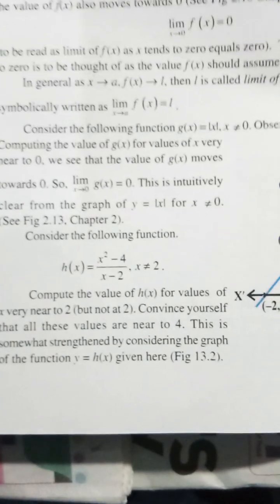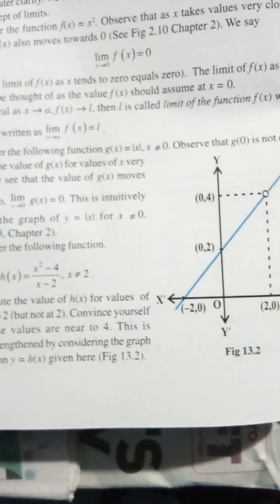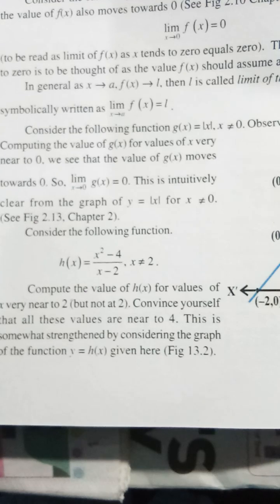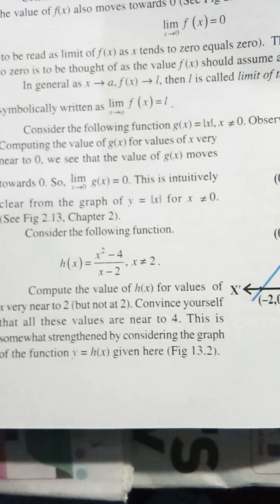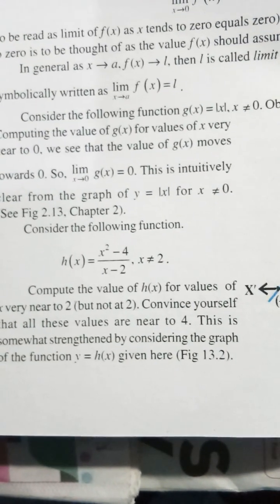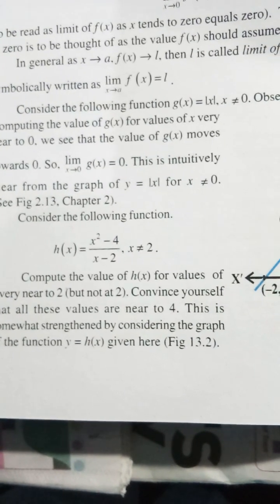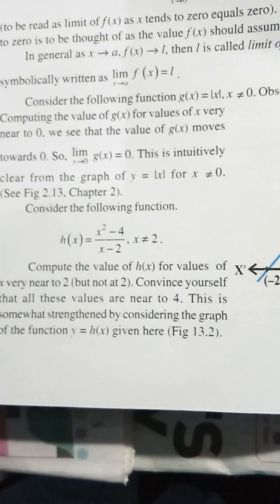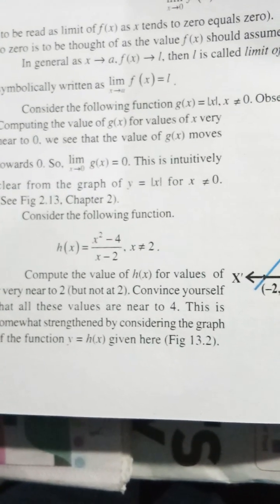Consider the following function g(x), x not equal to 0. Observe that g(0) is not defined. Computing the value of g(x) for values of x very near to 0, we see that the value of g(x) moves towards 0. So limit x tends to 0 of g(x) is equal to 0. This is intuitively clear from the graph of y is equal to |x| for x is not equal to 0. See figure 2.13, chapter 2.